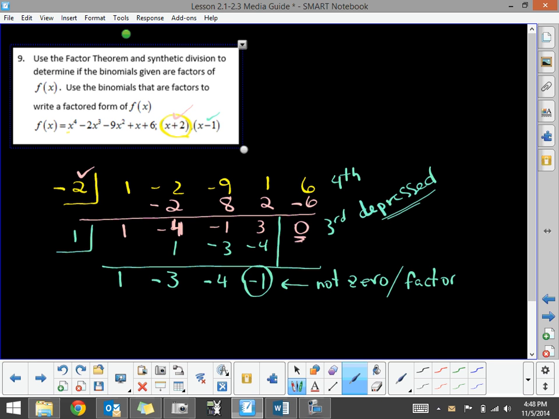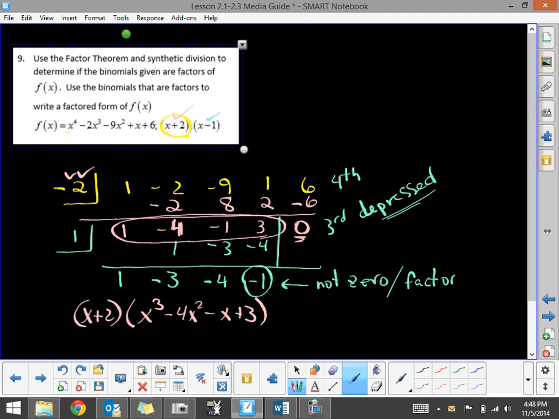So what we ended up with is, we know one of the factors is x plus 2, because this gave us a remainder of 0. The remaining part, which is right here, is my other factor that worked. It was a 3rd degree polynomial, which is x cubed minus 4x squared minus x plus 3. So this ends up being the factored form of our 4th degree polynomial.